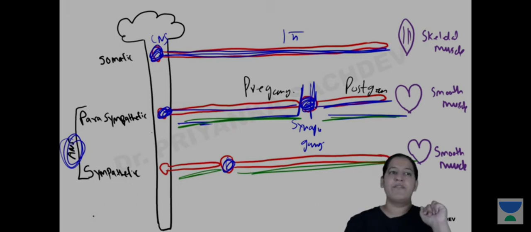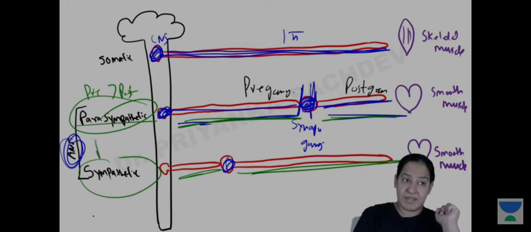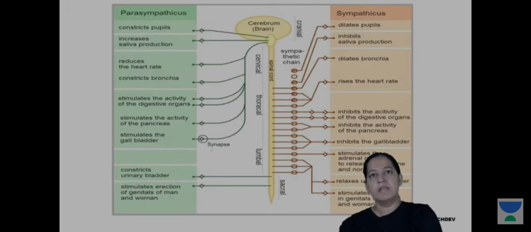So there are two types of ANS, parasympathetic and sympathetic. In parasympathetic, preganglion is larger than postganglion. In sympathetic, postganglion is larger than preganglion. We already know the whole story. I have repeated it just to brush up your concepts.